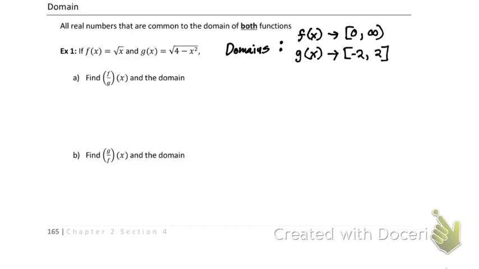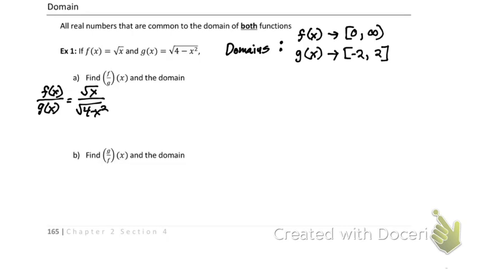All right, so now it says find f over g of x and find its domain. So remember, if I'm doing f over g of x, I'm really just doing f of x over g of x, which in this case would be f of x, square root of x, over square root of 4 minus x squared. Now we have to find its domain.